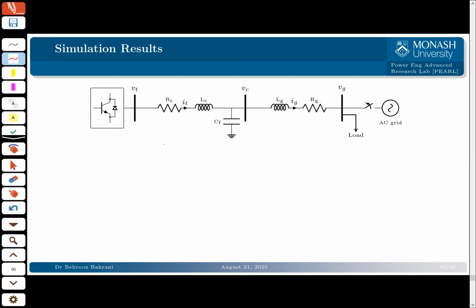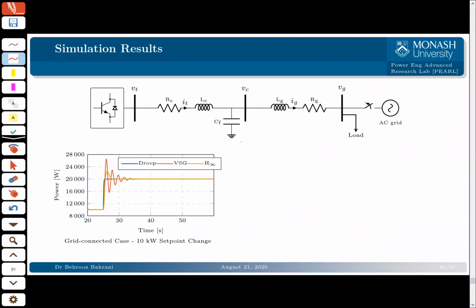So this is my grid forming inverter, connected to a grid, and this is the capacitor here. The idea is to see how it works in islanded mode and grid connected mode. One thing I forgot to say is that your grid forming inverter is supposed to work in both islanded mode and grid connected mode. Typically, a VSG has better performance in an islanded system in terms of ROCOF, rate of change of frequency, and a droop control has better performance in grid connected mode.